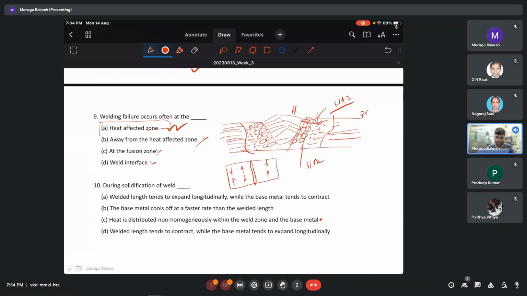Then the next option is: the base metal cools off at a faster rate than the weld length. But this is not correct. The next option: heat is distributed non-homogeneously within the weld zone and the base metal. The final option: weld length tends to contract while the base metal tends to expand longitudinally. Okay, see if you see this diagram that I have shown here.